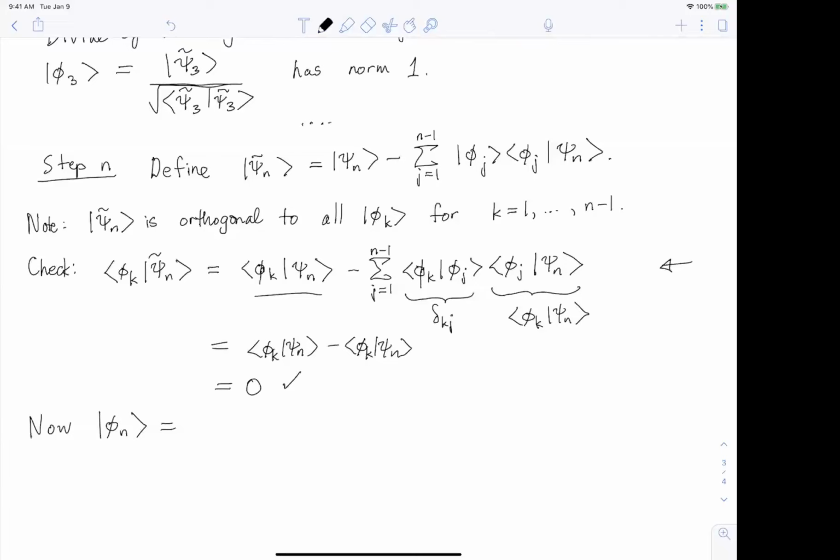Okay, thank you. All right, so now we define phi sub n to be this psi tilde n. The only thing that was wrong with it is it didn't have the right length or norm, and so we just divide by its norm.